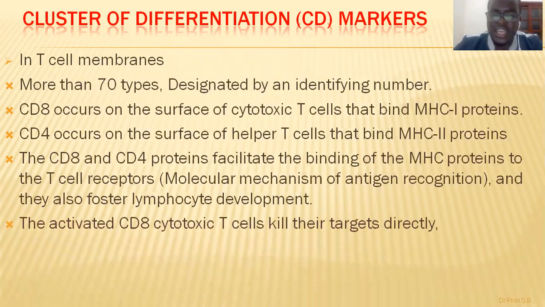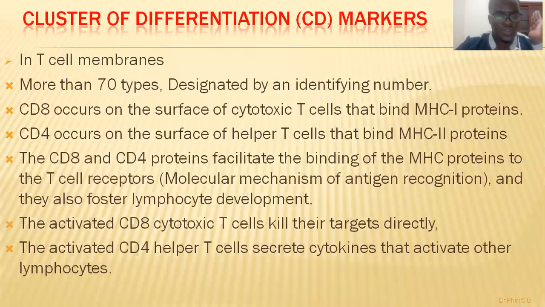The activated CD8 cytotoxic T cells kill their targets directly. So once they are activated, they will go and search for those target cells that are infected, then they'll kill those cells, which is different from T helper cells. So the activated CD4 helper T cells will produce and secrete cytokines that will activate other lymphocytes. So they will produce cytokines. They can also produce lymphotoxins that will attack these cells.